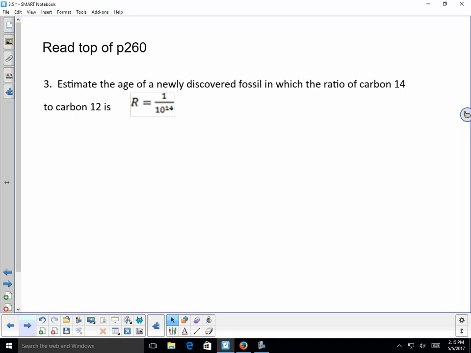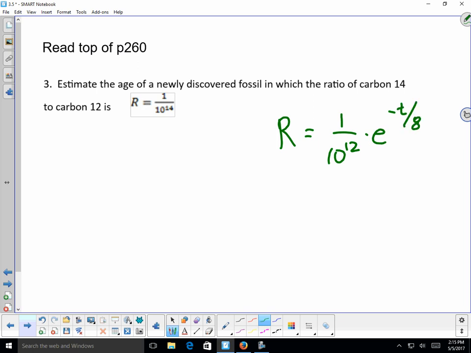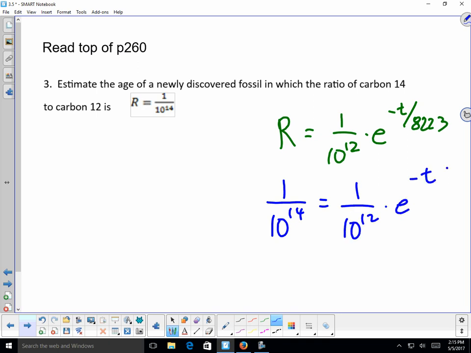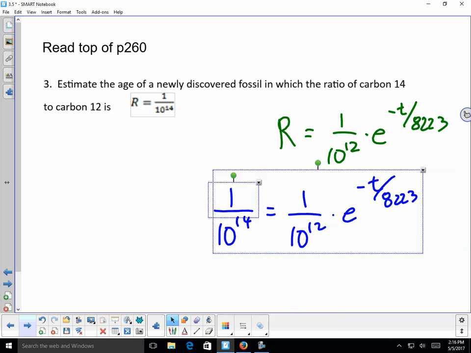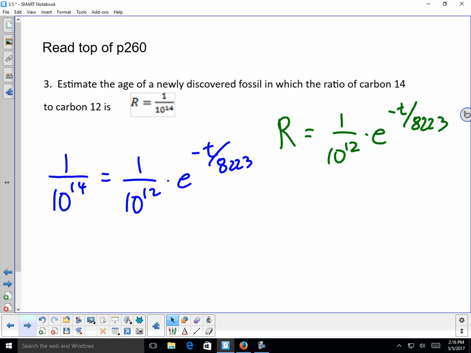So we are going to be using this formula that says the ratio is equal to 1 over 10 to the 12th times e to the negative t over 8,223. All right, so for this problem, if we want to find the age of this fossil where the ratio of carbon-14 to carbon-12 was 1 over 10 to the 14th, we're going to plug that in. We're plugging that in for the R. And then what do you think we're going to do to solve this equation? What should we do first here, Hannah Taylor?